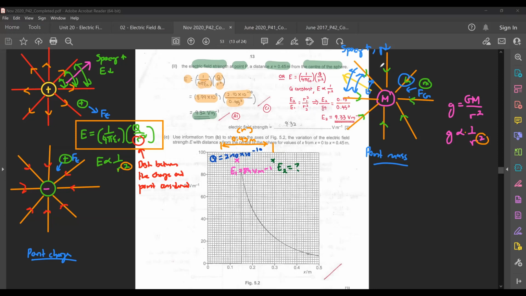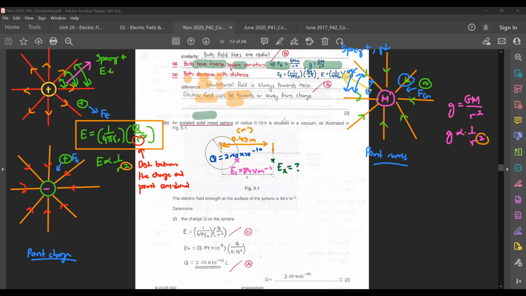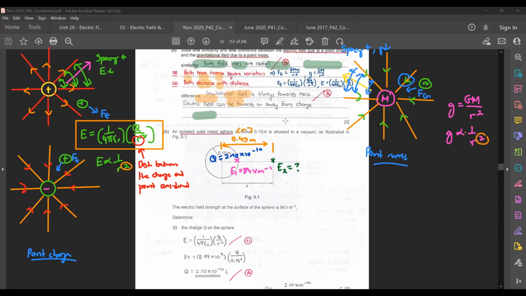Now there's another different method that you can use. This one is by using ratio. For some people it may be more tedious. If you consider these two points, E1 and E2, whatever field strength you want to find at those two points, they are always going to be related by this equation.